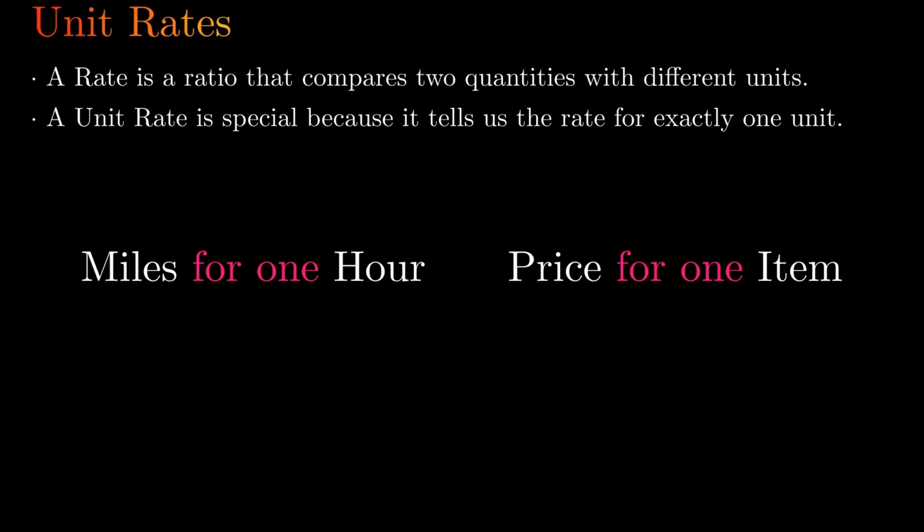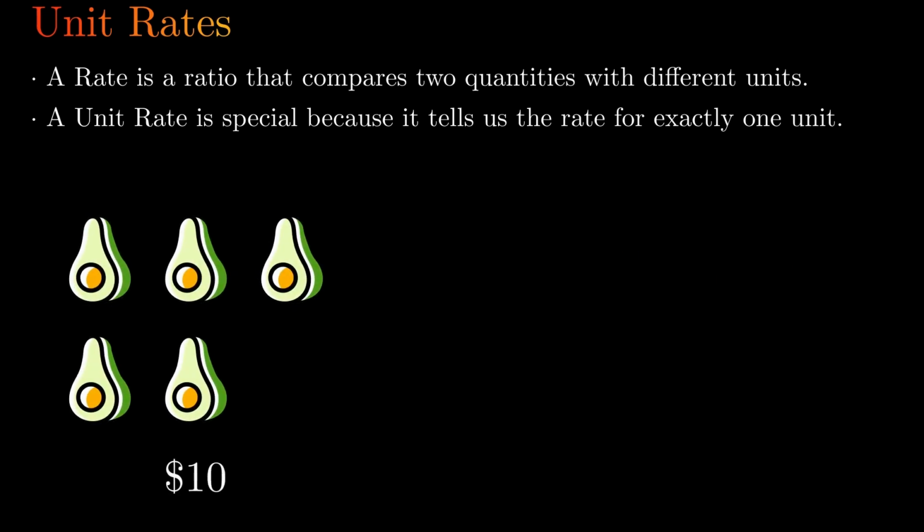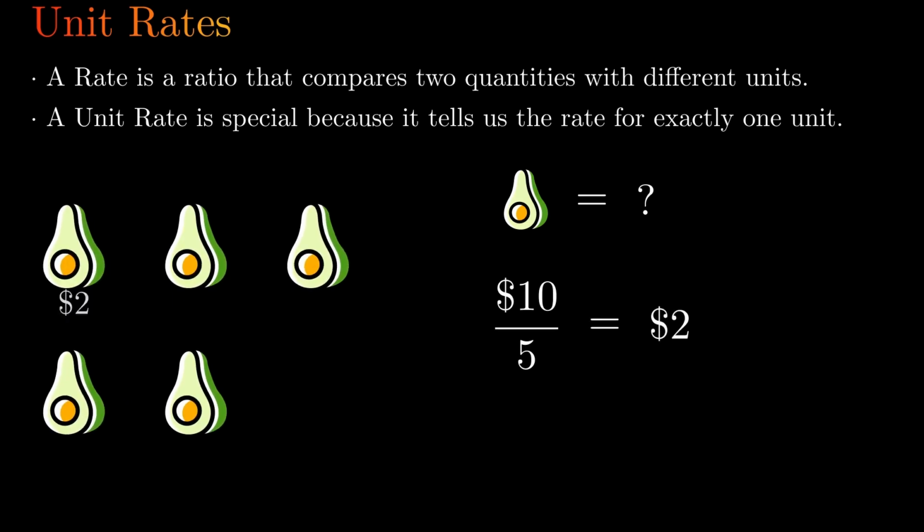Scenario A, the grocery store. You see a bag of 5 avocados selling for $10. You want to know, how much does just one avocado cost? To find the unit price, we divide the money, $10, by the quantity, which is 5. So the unit rate is $2 each. Easy peasy.